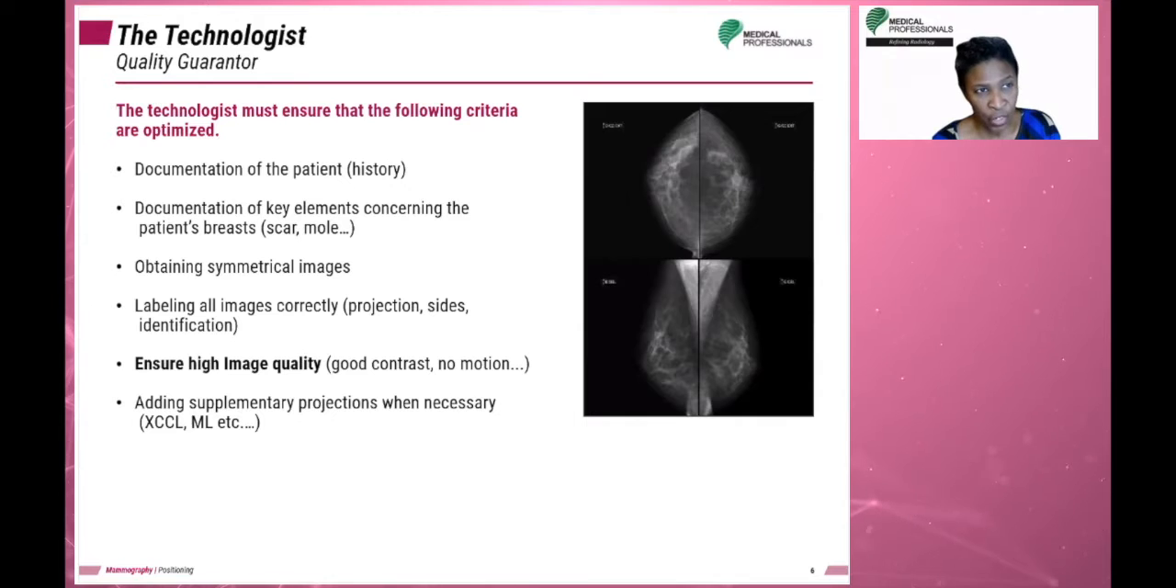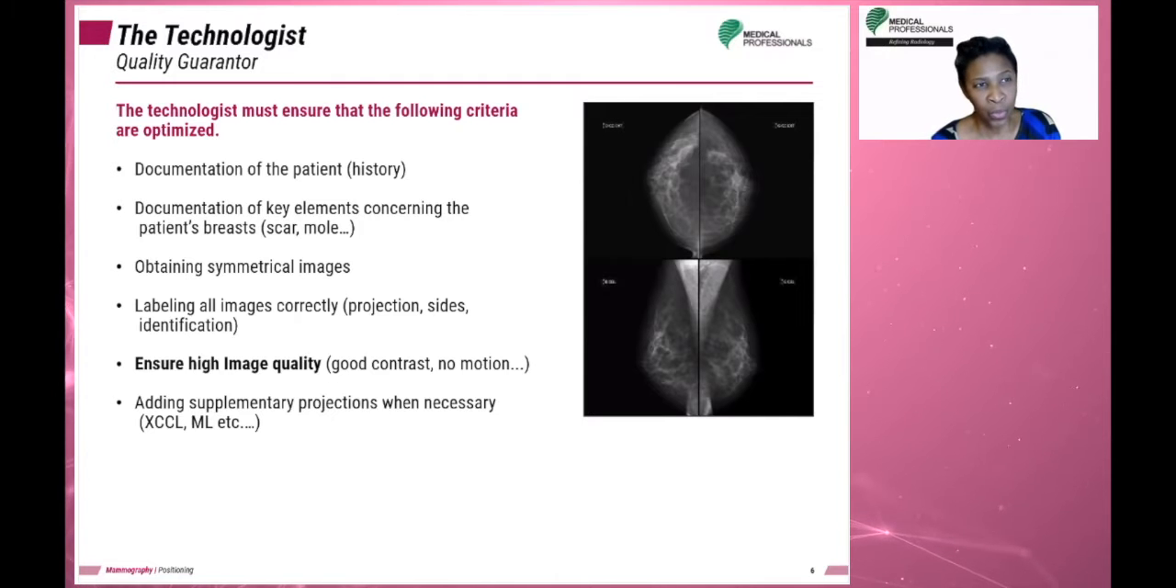First, we have the documentation of patient history. So we need to take a very clear history from the patient, signs and symptoms, anything, any visible abnormalities of the breast we need to document. And these could be moles, these could be scarring, these could be any type of surgery, anything unusual in the breast. Take a look at the nipple. Is it inverted? And then you question the patient, is this normal for this patient, or is this something that recently started?